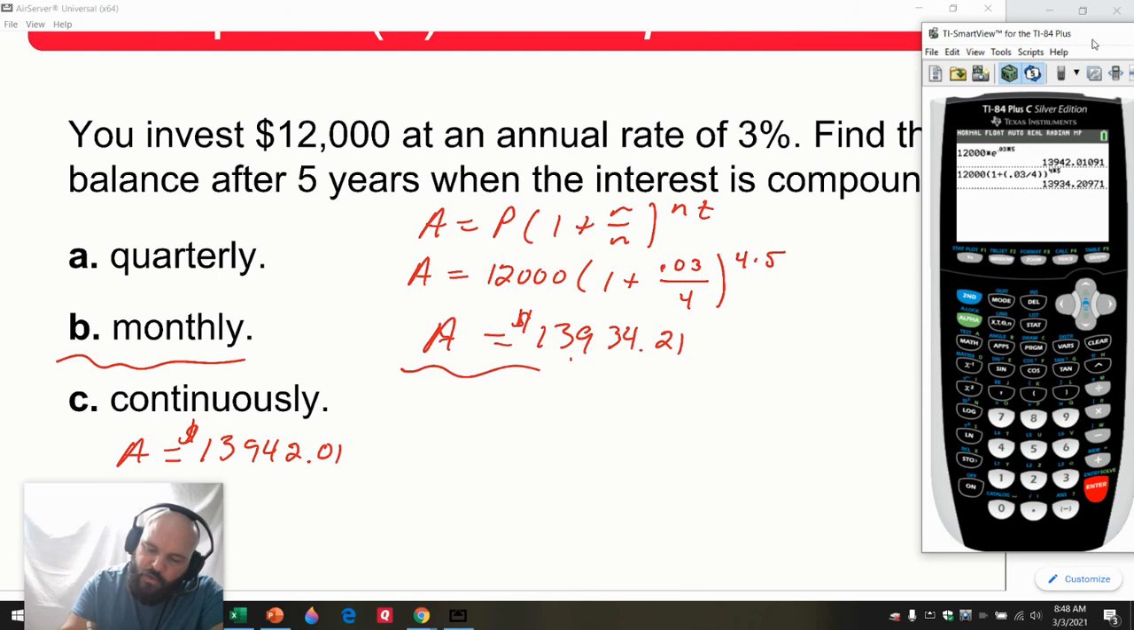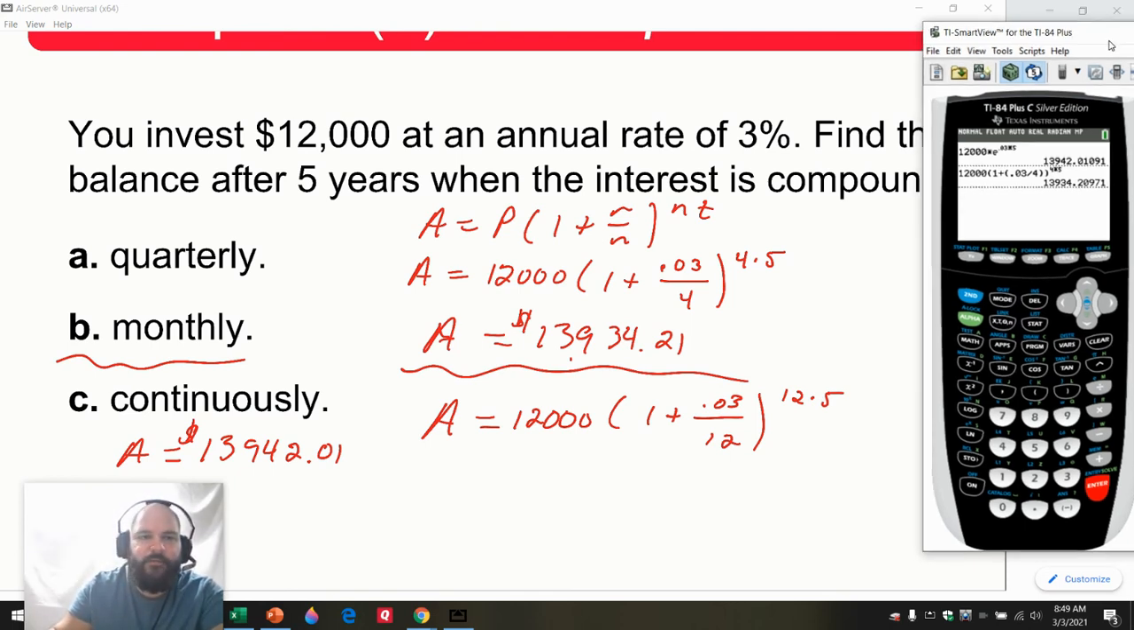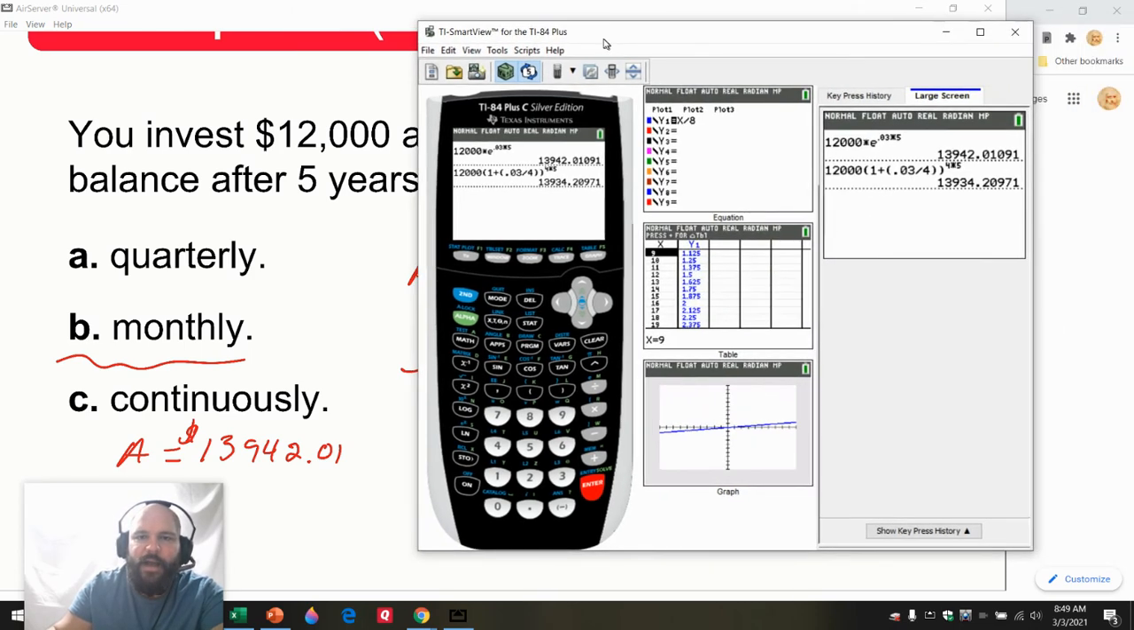Now we will solve for monthly. So quarterly is only 4 times a year. Monthly is a little bit more than that. Monthly, if they're paying you interest monthly, you're going to get your interest rolled in 12 times a year. So you're going to be a little bit more often. So once again, the setup is the same. It's A equals 12,000 times 1 plus 0.03 is your interest rate, but now it's monthly. So n turns into 12. So that's really the only thing that changes in that entire formula is that the number of compounds is now 12.